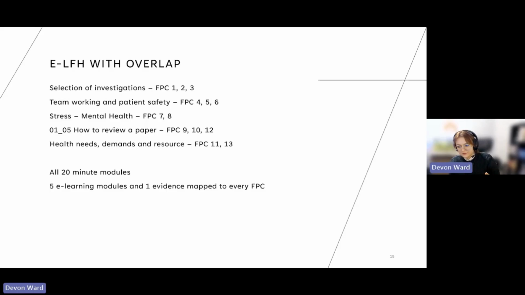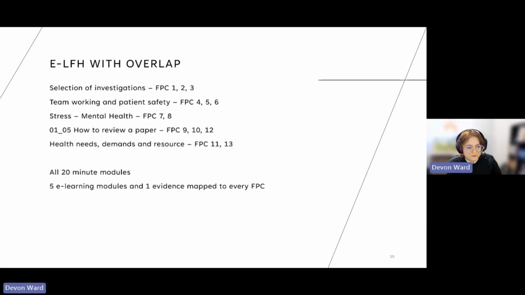What I want you to take a look at is trying to find those ones that have overlap with multiple FPCs. I have given some examples here, and I've just gone through that list on my Horus, and I've identified some where you could map it to multiple. For example, selection of investigations, you could do it as a 20-minute module. You can map it to FPC 1, 2, and 3. And then I've put others where at the end of it, you will have mapped everything from FPC 1 through to FPC 13 by only doing 5 e-learning modules.